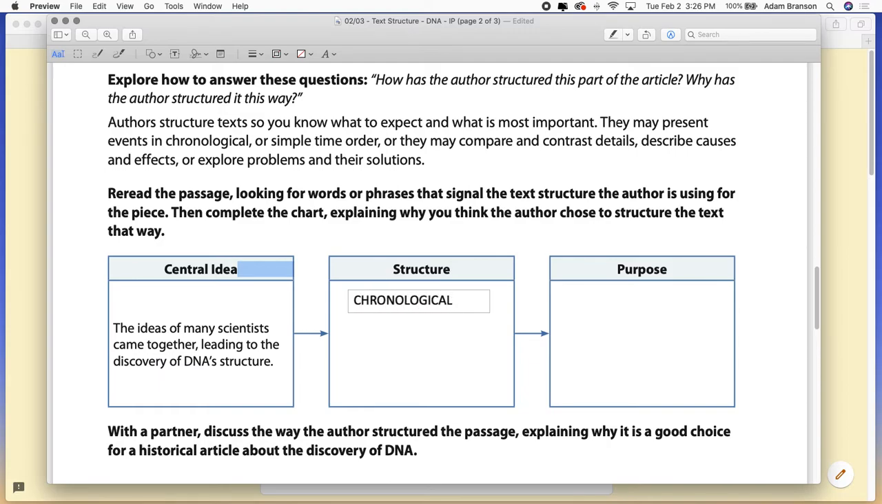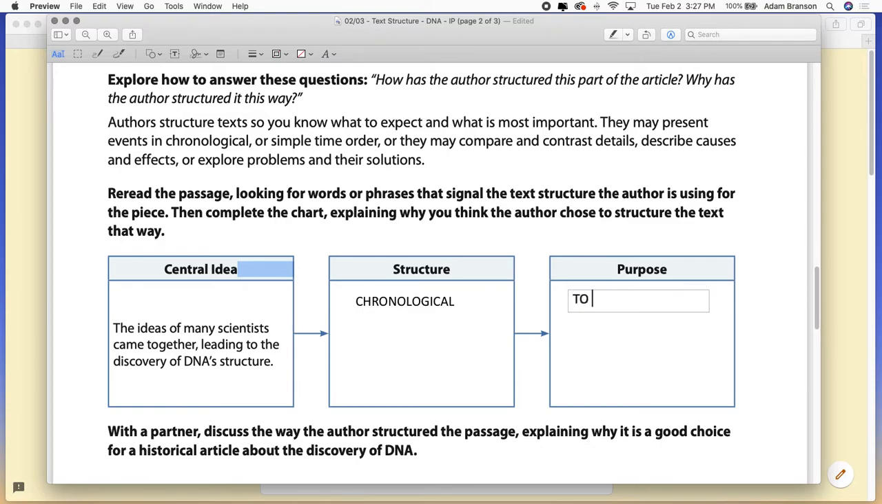This structure is definitely chronological. And what is the purpose behind doing it this way? Think for a moment. What would be the purpose? Why did the author choose to start chapter 1 in this way, using a chronological order? You know, once I recognize this structure, I think about why the author chose it and how it helps me understand the relationship between ideas related to the topic. So because this article is about the history of the discovery of the structure of DNA, the author wants to show the order of events that led to the discovery.